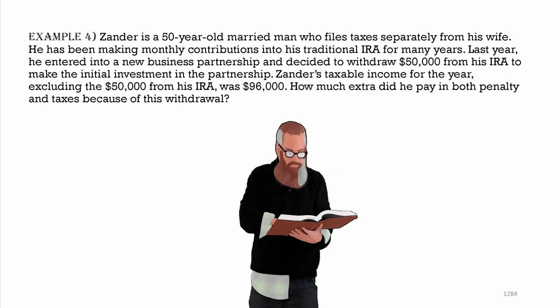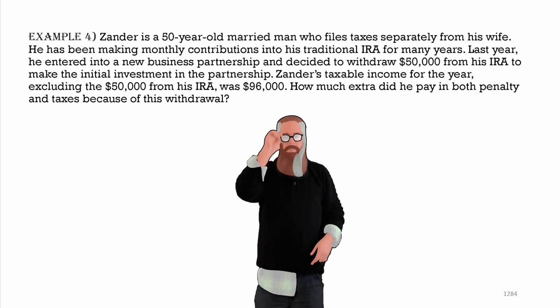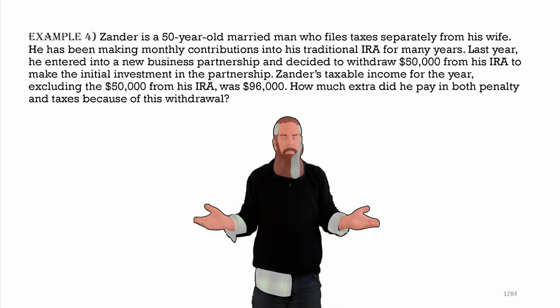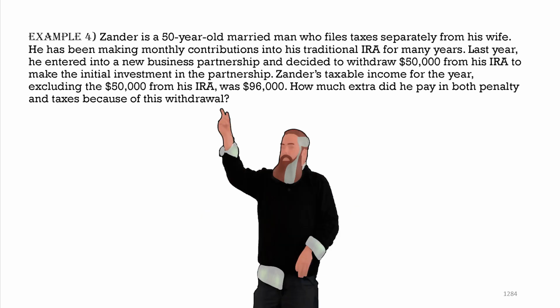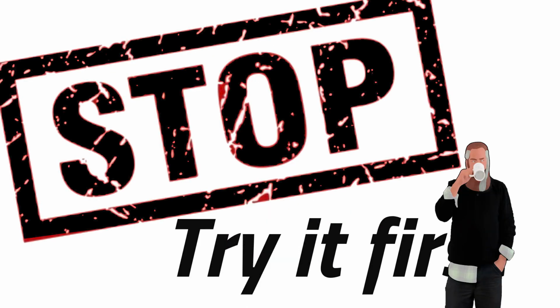Last year, he entered into a new business partnership and decided to withdraw $50,000 from his IRA to make an initial investment into the partnership. Zander's taxable income for the year, excluding the $50,000 from the IRA, was $96,000. How much extra did he pay in both penalty and taxes because of the withdrawal?